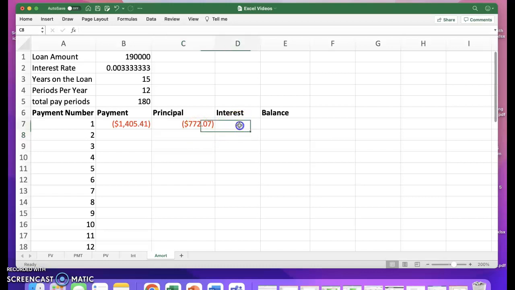So $770.07 is principal. Now, the other part of that should be interest. So we could use a subtraction formula, or we can use the interest payment feature. So the rate, again, is B$2. The period, again, is just A7. The number of periods, B$5. And then the present value, B1.